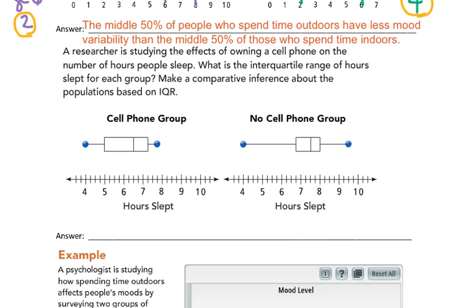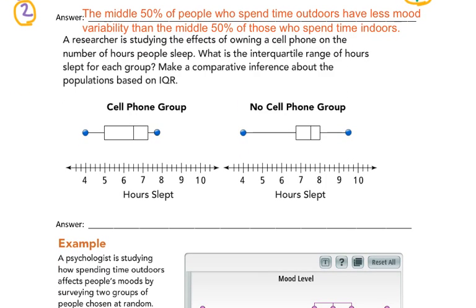A researcher is studying the effects of owning a cell phone on the number of hours people sleep, so this corresponds to the problem 2 problems ago. What is the IQR of hours slept for each group? Make a comparative inference about the populations based on IQR. So in the cell phone group, we have these numbers here. So I'm going to say that's about 7.25 minus 5. So the IQR, 7.25 minus 5, is 2.25.